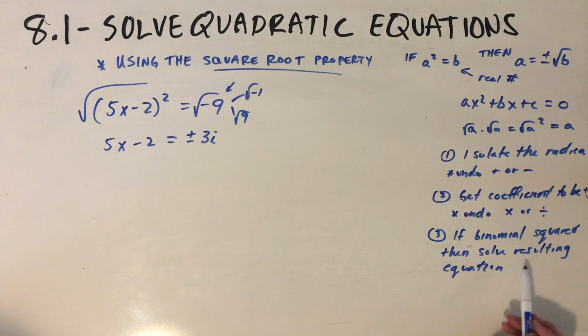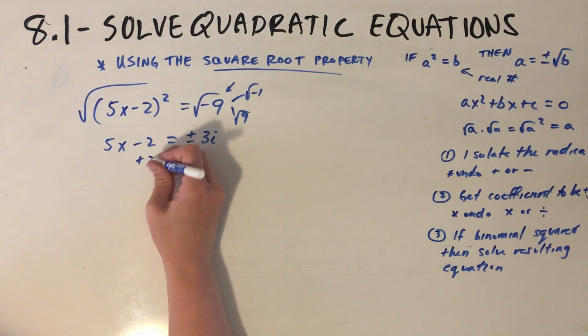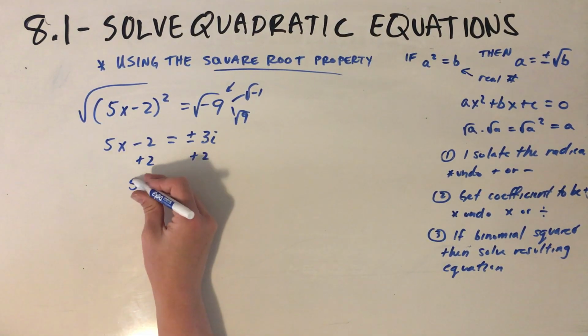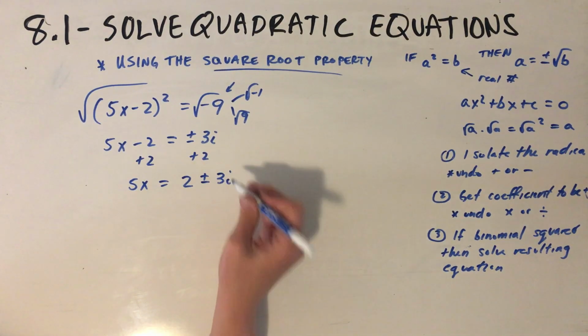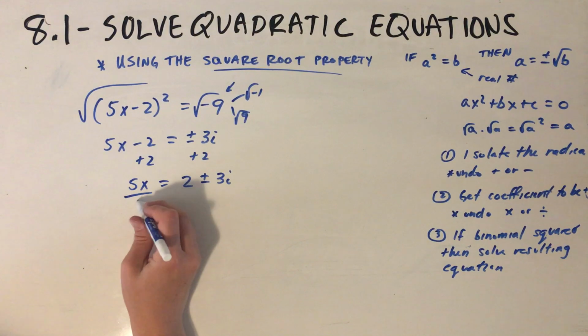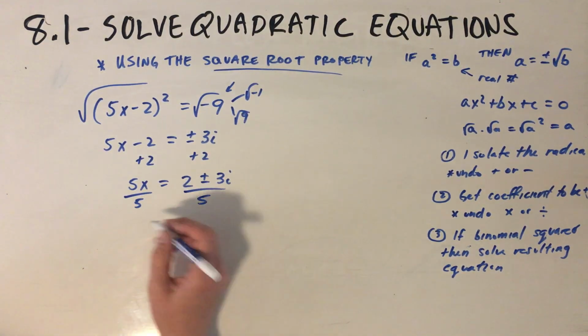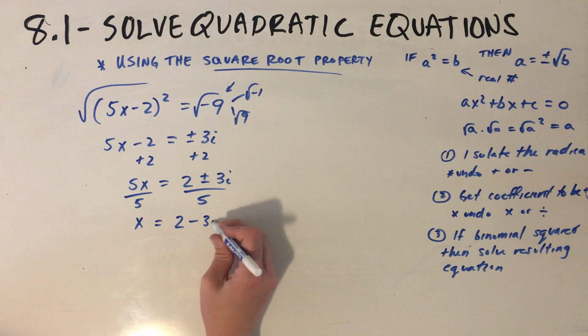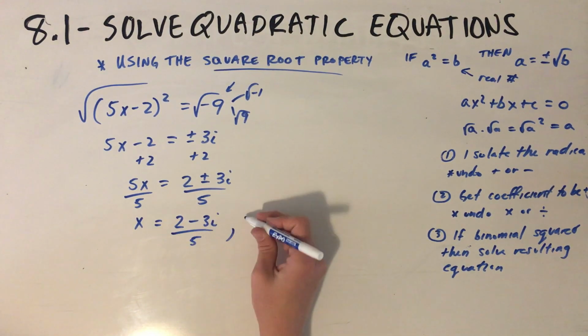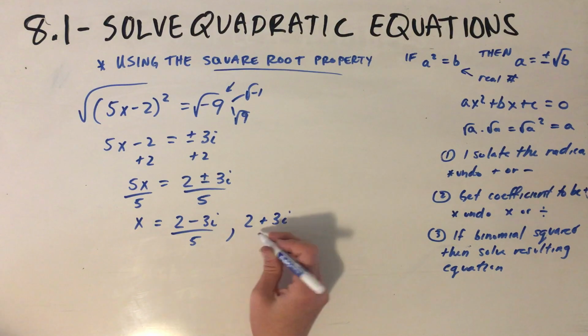This was a binomial squared, so then I'm going to solve this resulting equation. So I have that 5x is equal to 2 plus or minus 3i. Still not sure what x is because I need to divide both sides by 5. And again, these are two separate answers, 2 minus 3i over 5 and 2 plus 3i over 5.